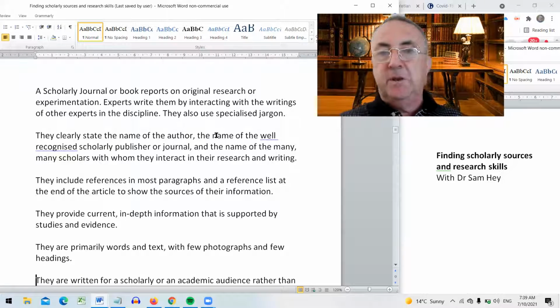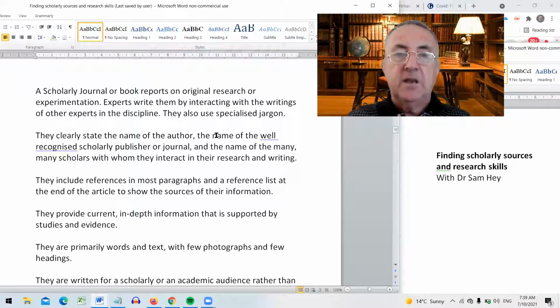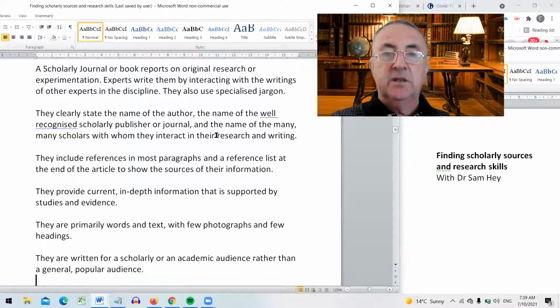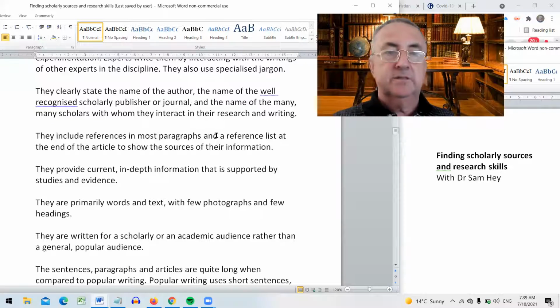And they also use specialised jargon. They're harder to read. They often have a clear statement of the name of the author and the name of a well-recognised publisher or well-recognised journal, and also the name of the many, many scholars that they've interacted with. Does your resource have this?